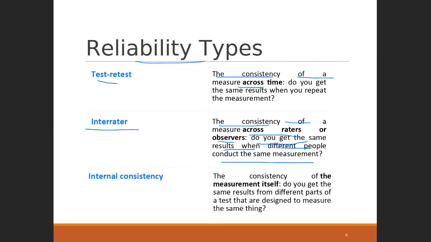This is the second type of reliability. The third type of reliability is internal consistency. It refers to the consistency of the measurement itself. It answers the question: do you get the same results from different parts of a test that are designed to measure the same thing?